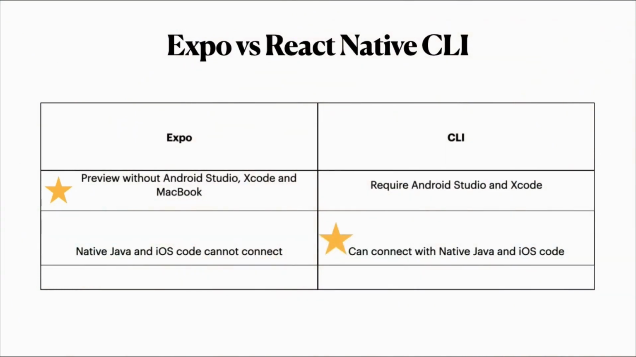Now where CLI shines is that you can connect with the native Java or native iOS code, whereas Expo cannot do that. So for example, there is a functionality which is not present in any React Native library. So what we do is that we write a native Java code or a native iOS code using Swift or Objective-C language. And then we will add a bridge, and then we connect it with the JavaScript programs that we have written, and then we connect that with the native code. And all of this can only be done in CLI. We cannot do this if we are using Expo.